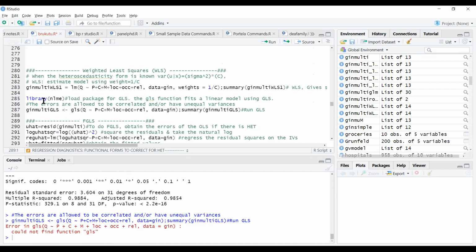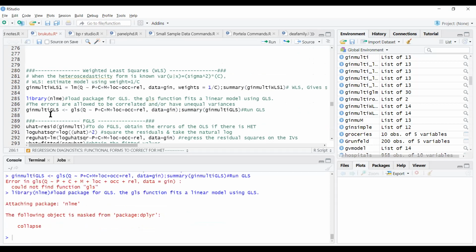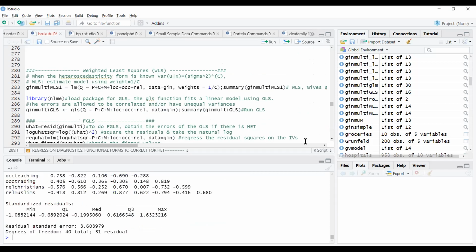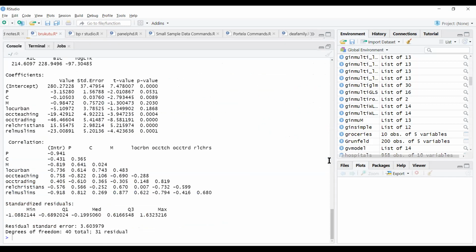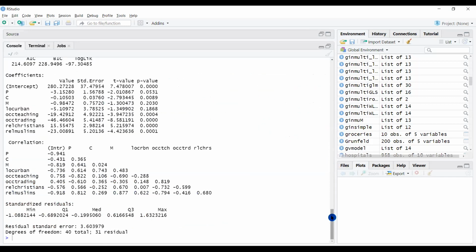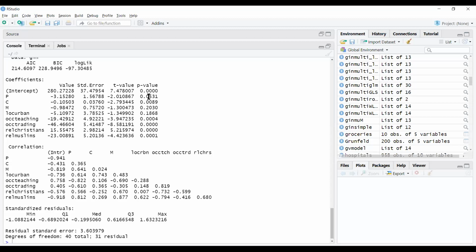Oh, let me install the package, please. You see that I'm getting an error at the bottom because I've not loaded the NLME package. Okay, so I need to load that package first. Good. Once that is loaded, now let me run this. Now you see the results are shown. Okay. So you can see the results.